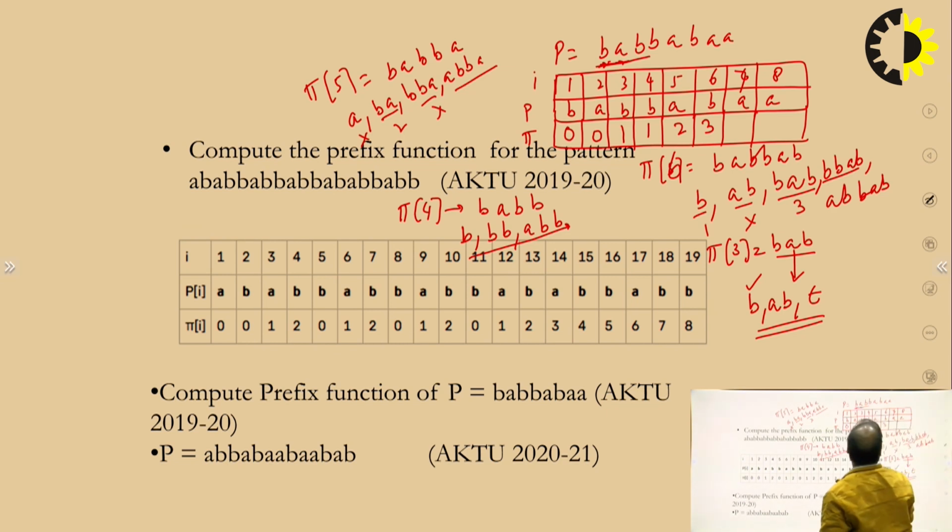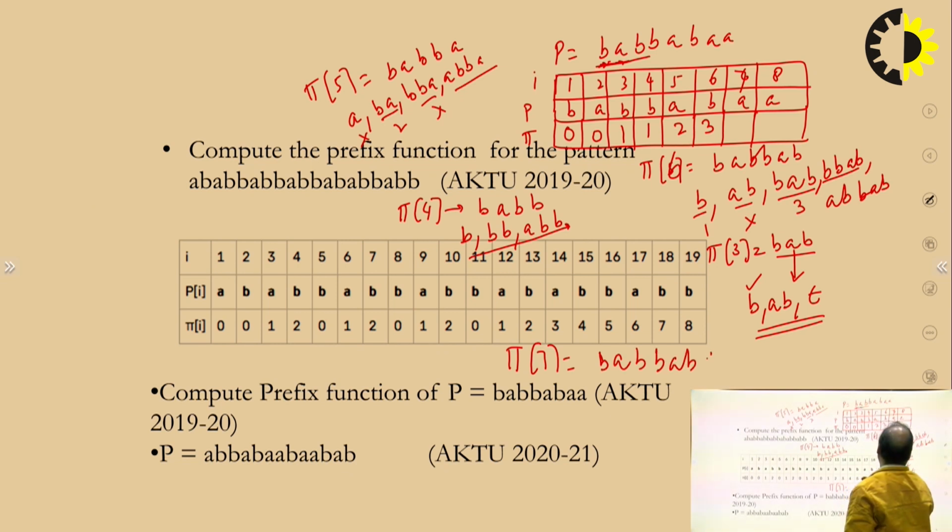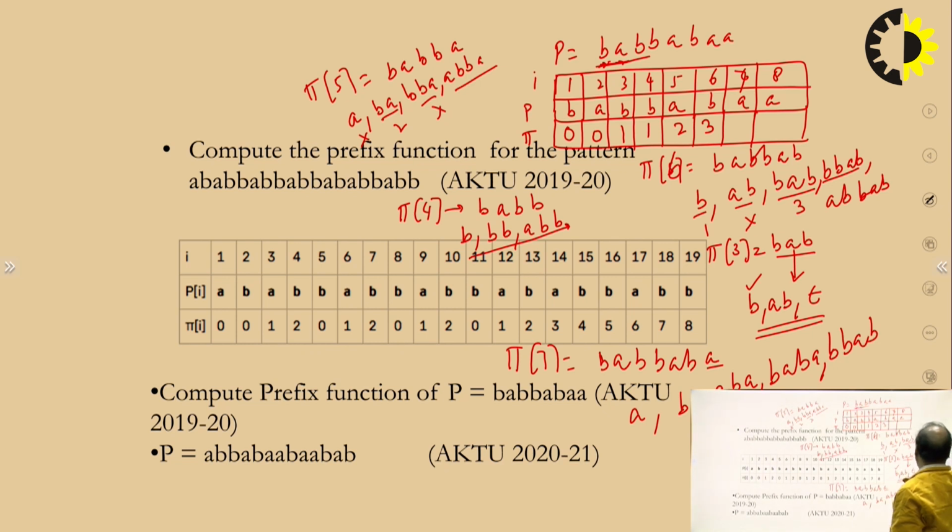Similarly, we can compute pi 7. If we compute pi 7, find out the pattern up to length 7. So BABBABA, right? Yes. So its proper suffixes are A, and then BA, and then ABA, BABA, and BBABA, and then ABBABA. Which one is part of the prefix? A is not. BA is part of the prefix, its length is 2. ABA is not there, right? BABA is not there. Yes. Then BBABA is not there. Then this is also not there. So its value is going to be 2.